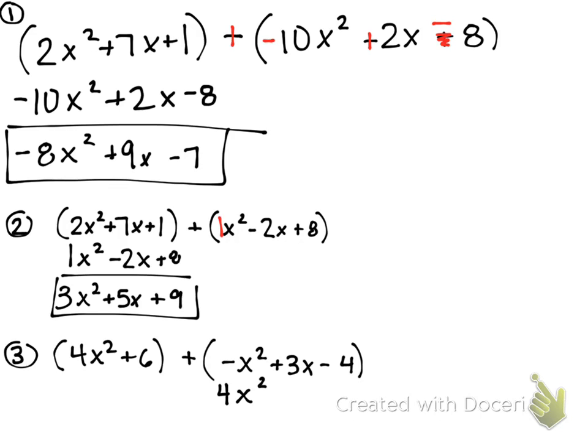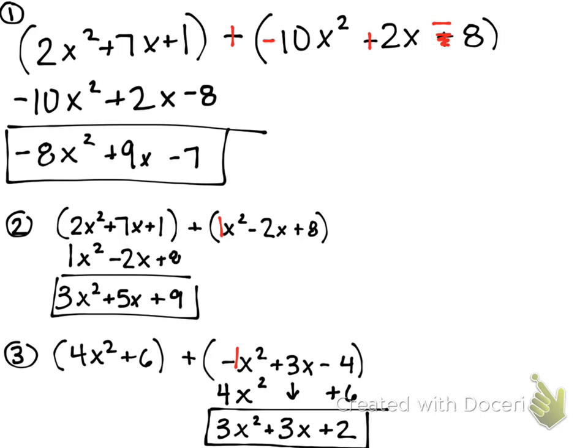So 4x squared and then plus 6. And we just leave that 3x with nothing underneath it. What is negative x squared? What is there technically in front of that? A 1. I would write it if I were you. What is negative 1 plus 4? 3x squared. Then we just drop down our plus 3x. Negative 4 plus 6 is positive 2. Okay?